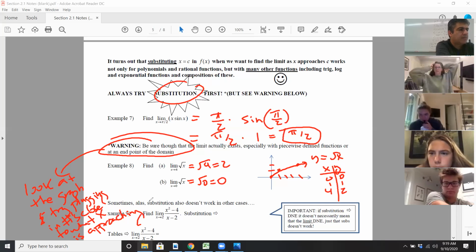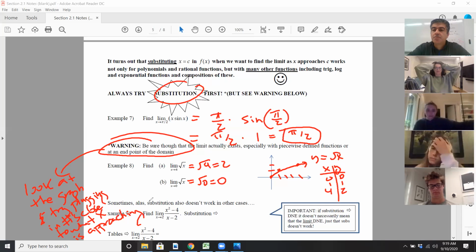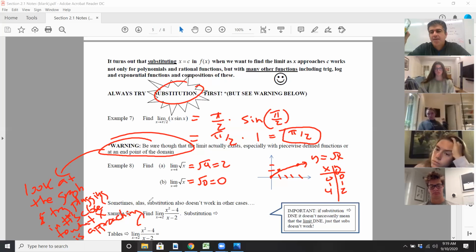So if you're doing substitution, you basically always should graph it after just to make sure. Yeah, it's really quick. Once you get very good at this, you usually don't, but I think in the beginning, because you guys are just getting used to this stuff, I would suggest that.